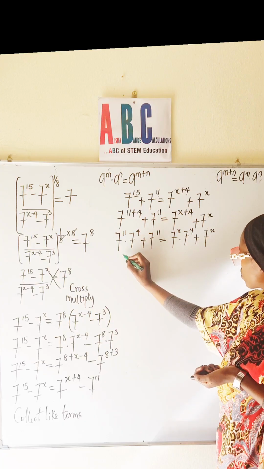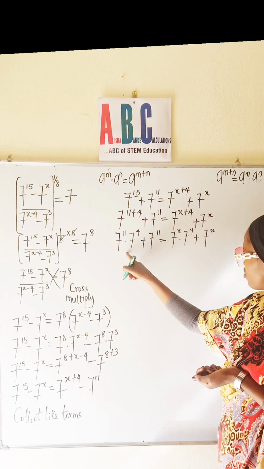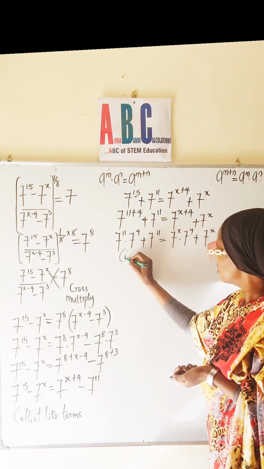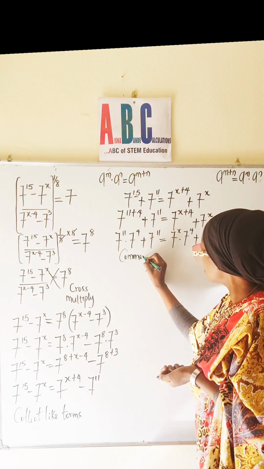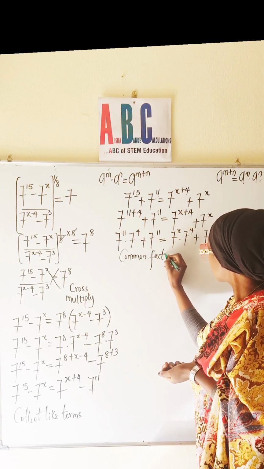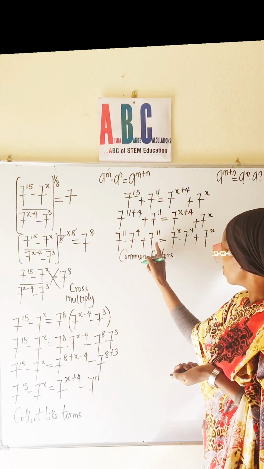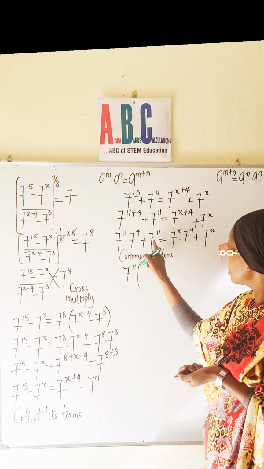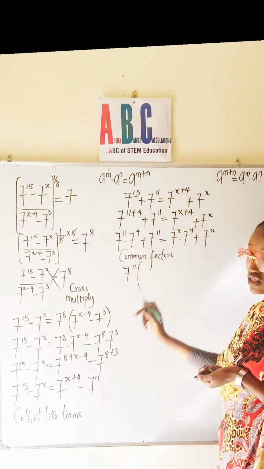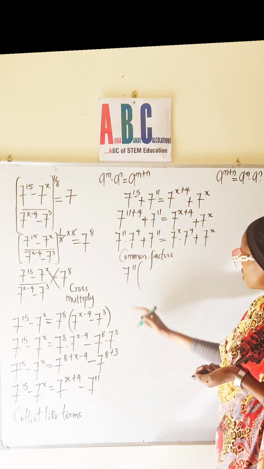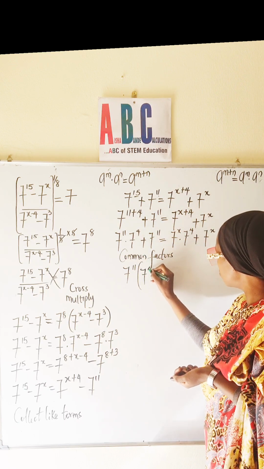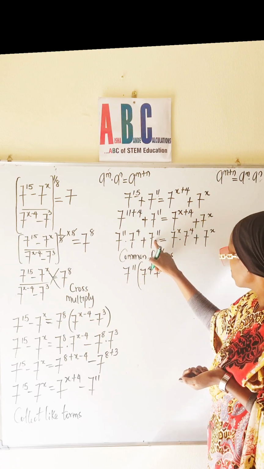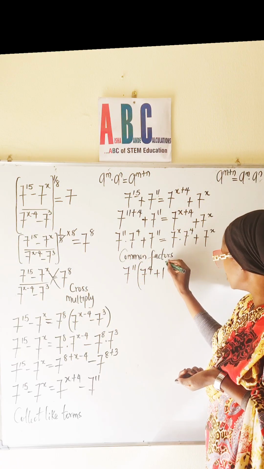Now, the next thing we're going to do here, if you can see here, we have a common factor. Also here, we have a common factor there. So let's take the common factors. So the common factor here is going to be 7 to the power of 11. So if you factorize this, if you take the common factor here, we're going to be left with 7 to the power of 4. And for the second term, if you take the common factor here, we'll have 1, right?